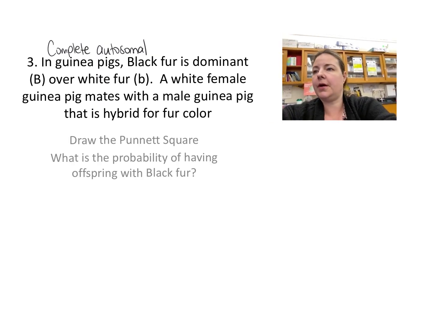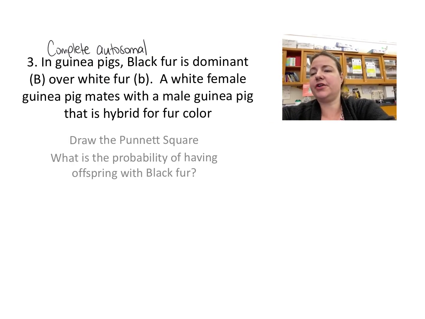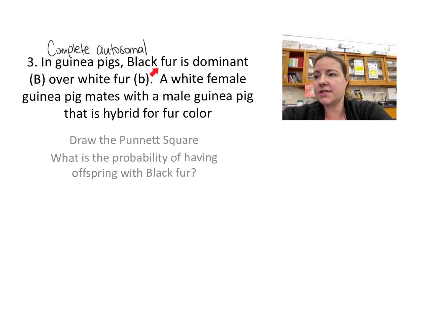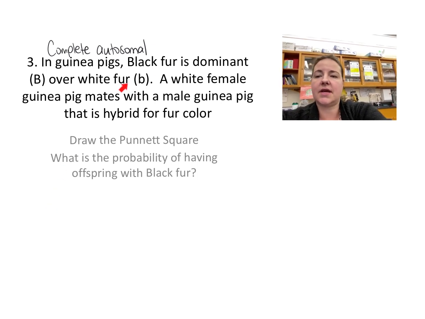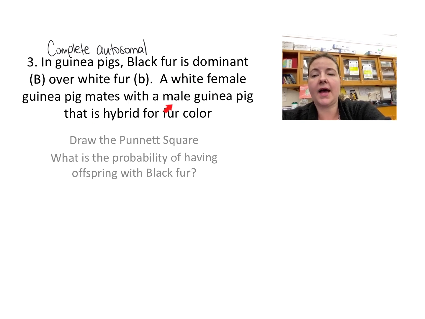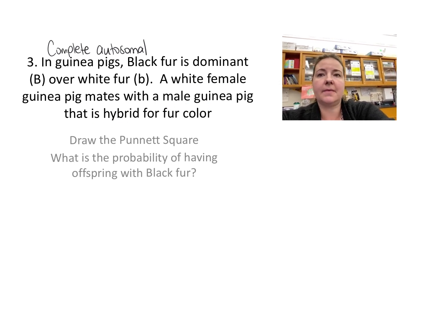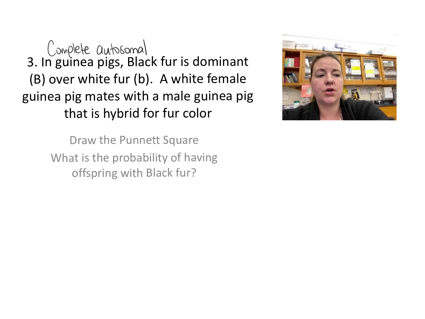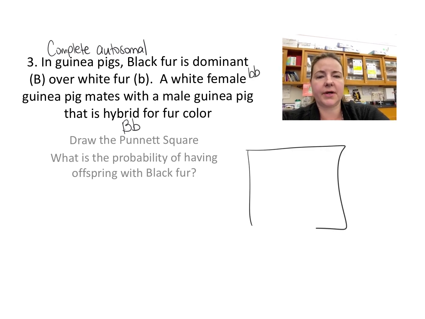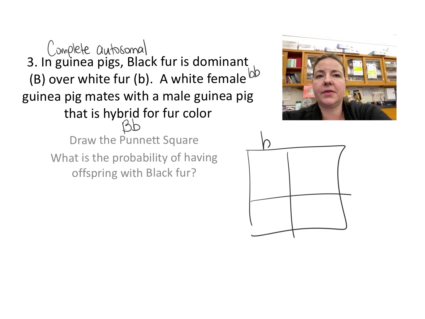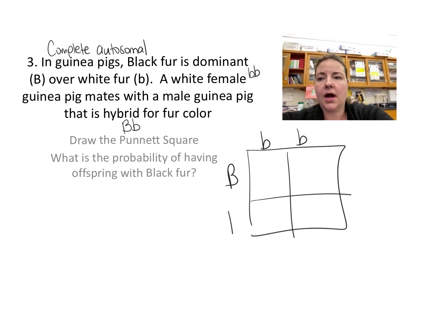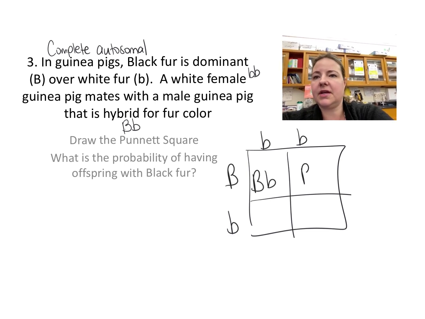Okay, for number 3, guinea pigs, black fur is dominant and white fur is the recessive trait. And it says that we've got a white female that is mating with a hybrid. So that means that the male is heterozygous. So we have a male who is capital B, lowercase b, and we have a female who is lowercase b, lowercase b.